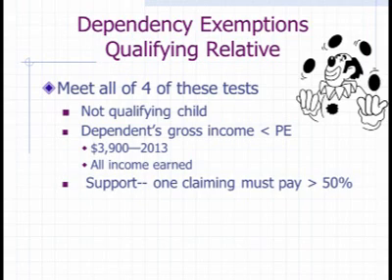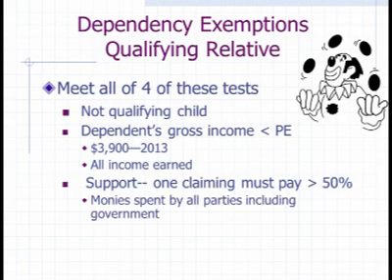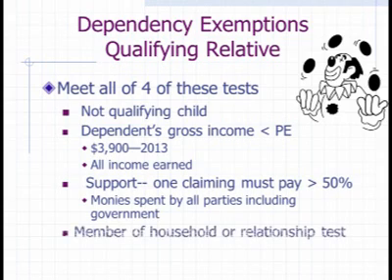So the one who's trying to claim the dependent must pay more than 50% of the support. So it's all money spent, including the government. Doesn't matter who ponied up the money. You're supposed to keep track.